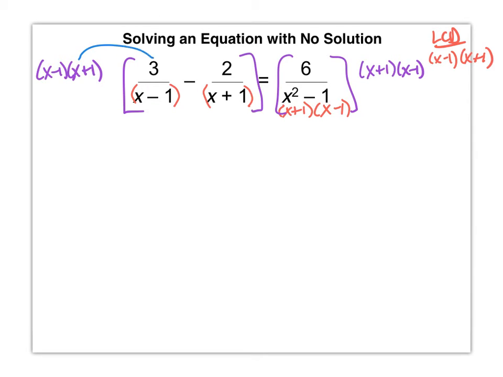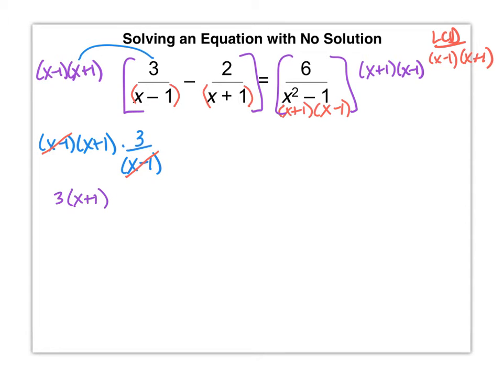When we multiply the LCD by the first fraction, we get x minus 1 times x plus 1 times the first fraction of 3 over x minus 1. Now notice the LCD includes that x minus 1 factor, so the x minus 1 in the denominator will divide out with the x minus 1 part of the LCD. The result is 3 times x plus 1.